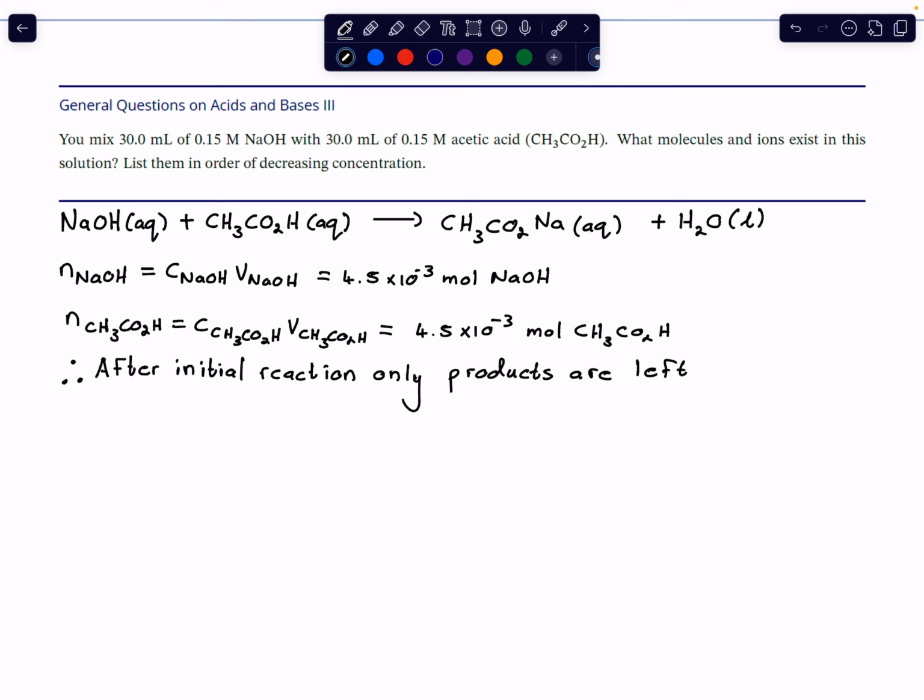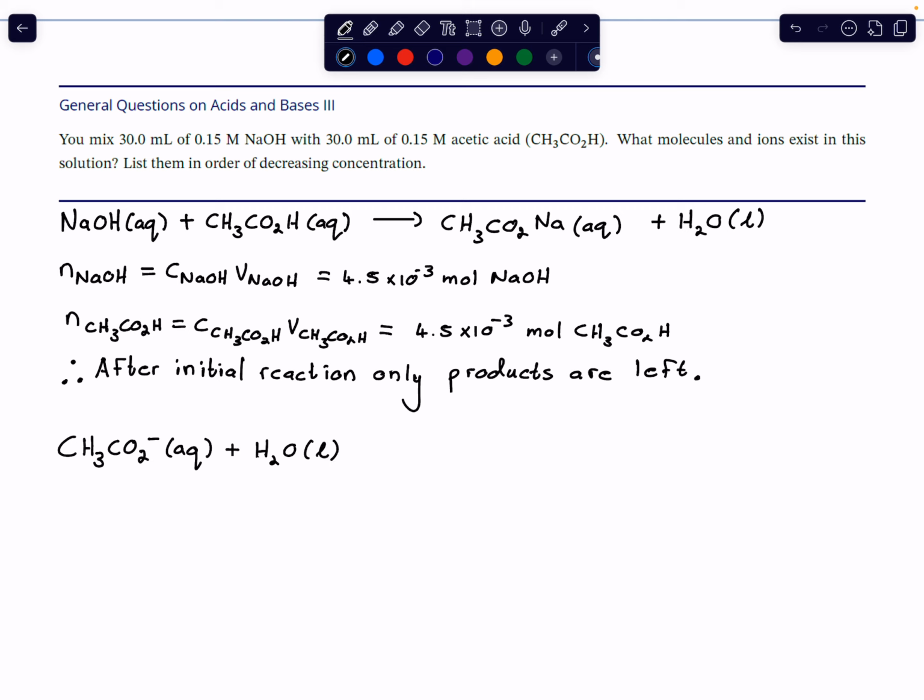But what can happen after the initial reaction? Well, if you look closely here, what forms? So water forms and sodium acetate. Now sodium acetate contains the acetate anion and sodium, but the acetate anion is of course CH3CO2 minus aqueous, right? And that can actually react with water again.